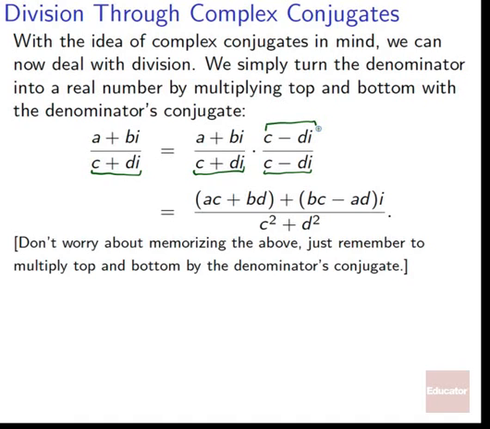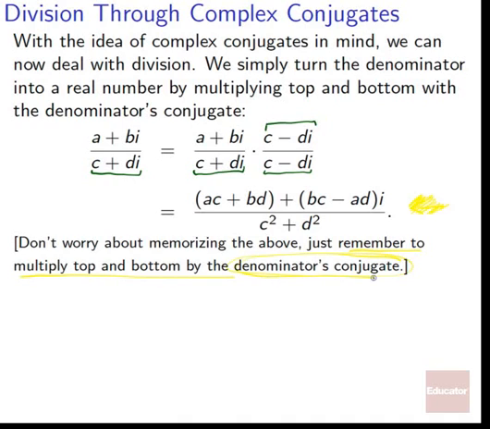So ac plus bd plus bc minus ad times i over c squared plus d squared. That's what we'll wind up simplifying to. And we could work this out, and we would see that this formula winds up working out. I don't want you to memorize this formula. I don't even really see a good point to work through it. The important thing to know is just remember to multiply top and bottom by the denominator's conjugate.